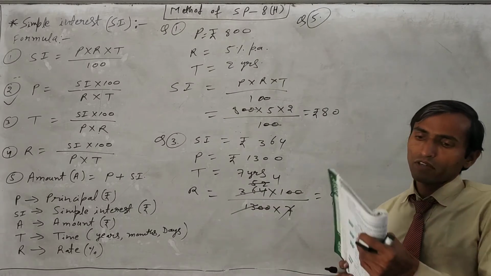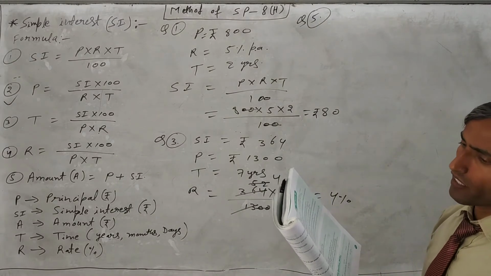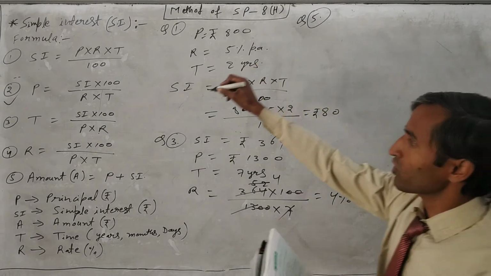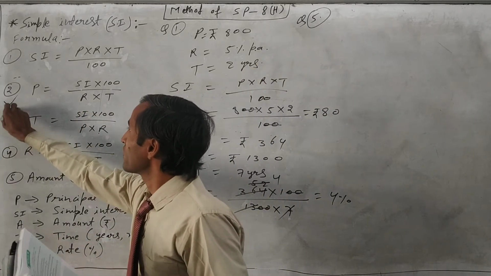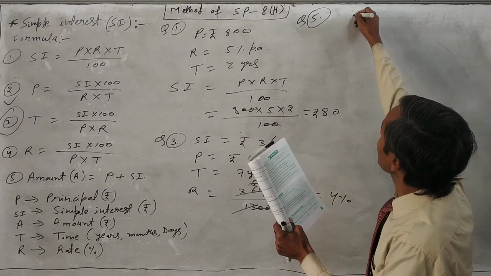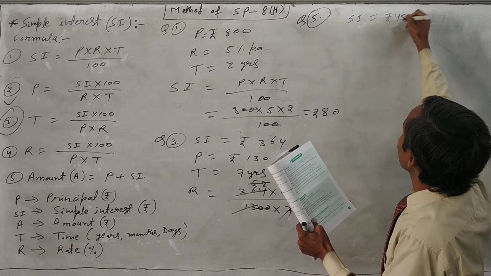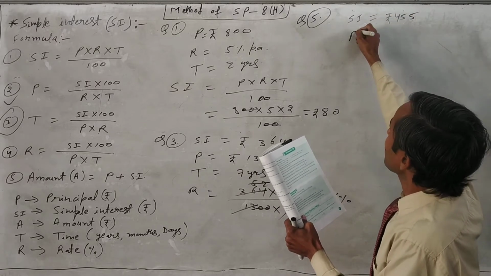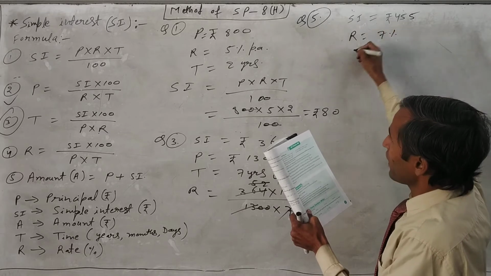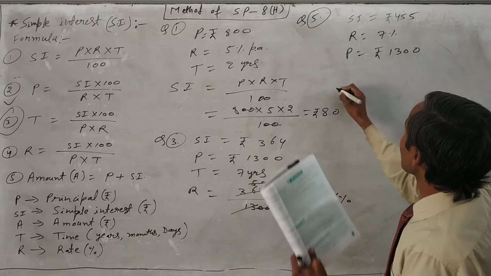Here SI is given, rate is given 7%, P is given 1300. We have to find time. So just you apply here this third formula. First of all just write down here SI is equal to rupees 455 and R is equal to 7% and P equal to rupees 1300. Okay, now we have to find here time.